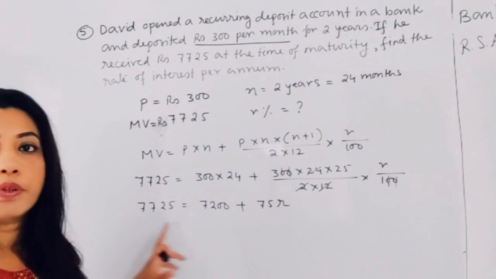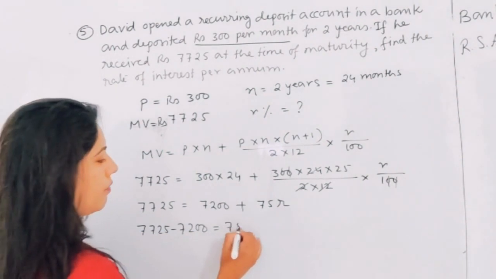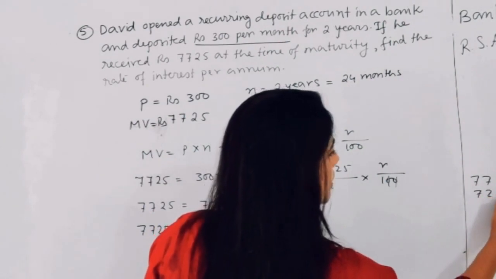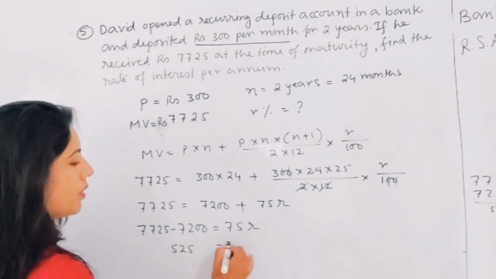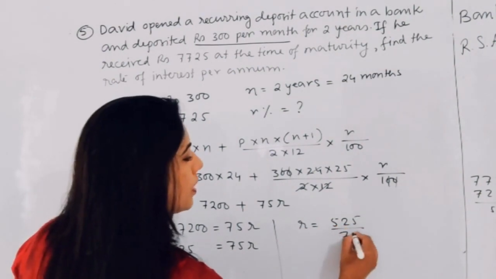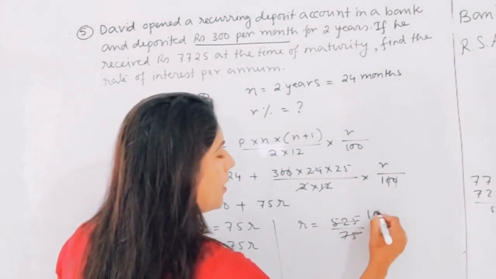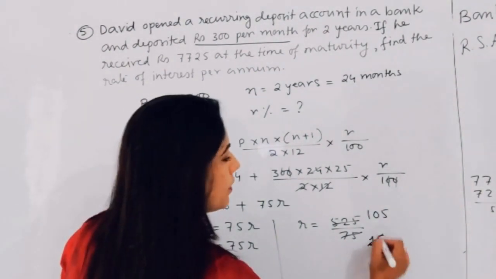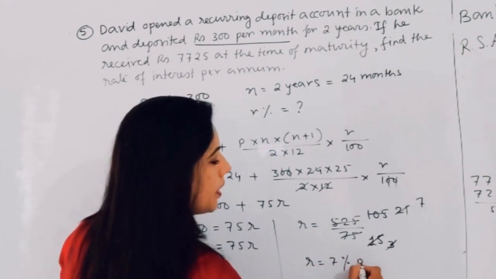Okay, now get 7200 this side. So it's 7725 minus 7200 is 75 R. Subtract this. 7725 minus 7200 will give you 525. Okay. So 525 is equal to 75 R, or R is equal to 525 upon 75. Now let us cancel this. 5 ones are 5, 5 5s are 25, and so on. So R is coming 7% per annum.